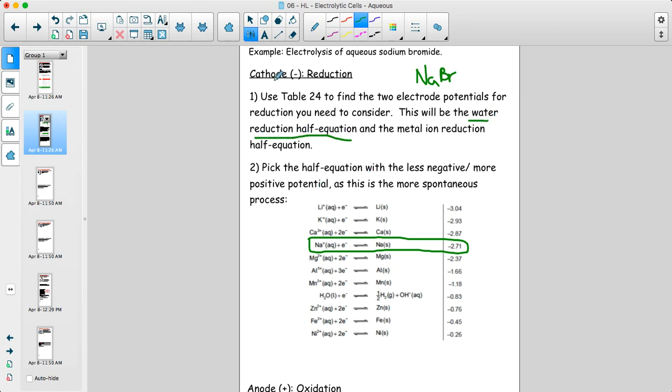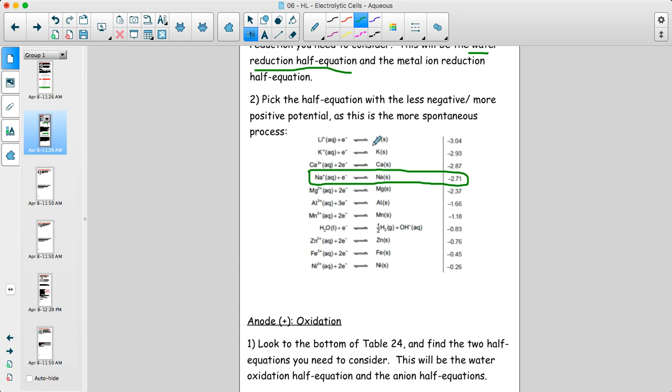So for the cathode where reduction takes place, which is also the negative electrode, we have to look for the reduction half equation of water. So here's the equation for sodium, and here is the equation for water. And what we need to consider is when we're looking at reductions, which is looking from left to right, so as they are written, which one of these is more spontaneous? And more spontaneous, again, is going to be less negative.